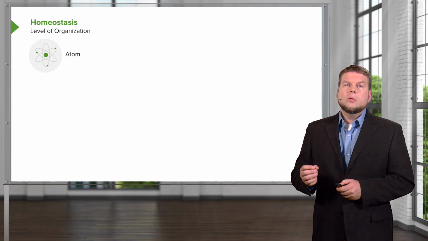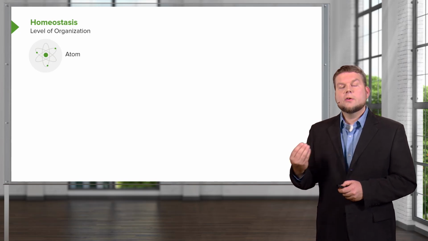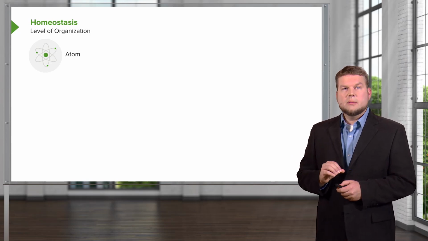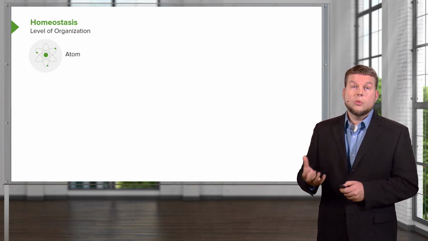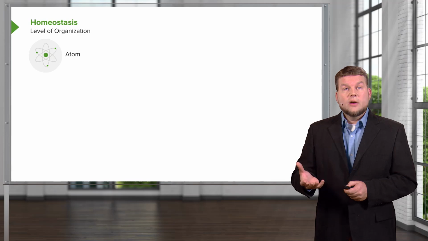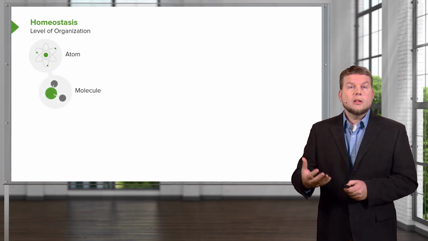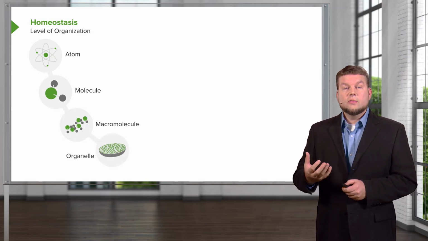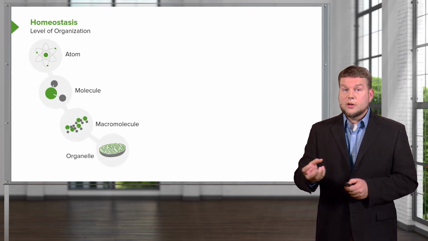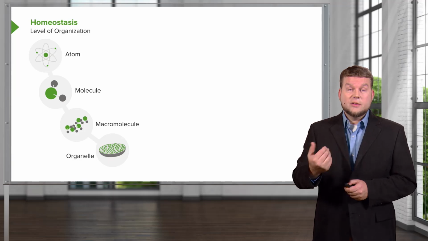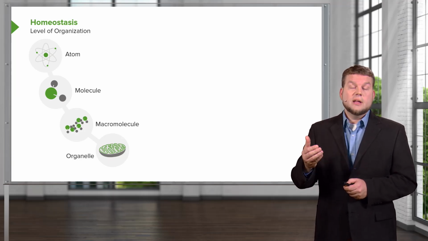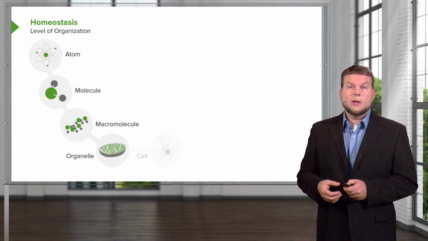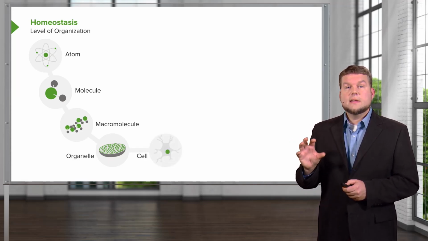The other thing about homeostasis that we need to have a firm grasp on is at what level are we talking about? And this is a level of organization. So there are atoms and these form molecules, which then form larger molecules and then finally form various cellular components, like mitochondria in this case. It could be other local types of cellular organelles as well. And then finally we have the cell.